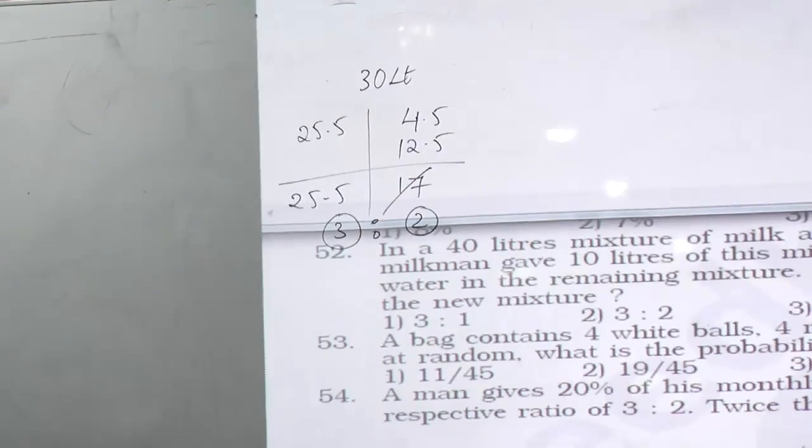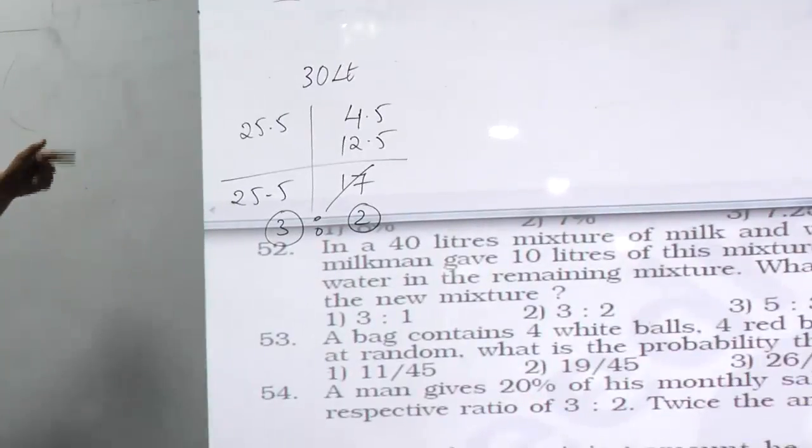We actually don't need to do all this. When you add the number of parts of milk and water, that should be a factor of 42.5. Enough.